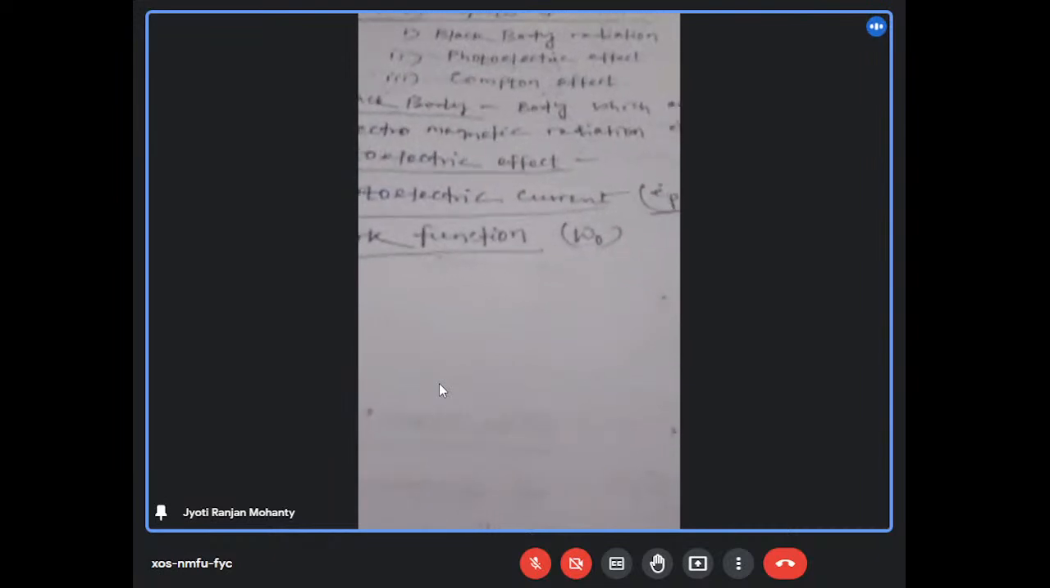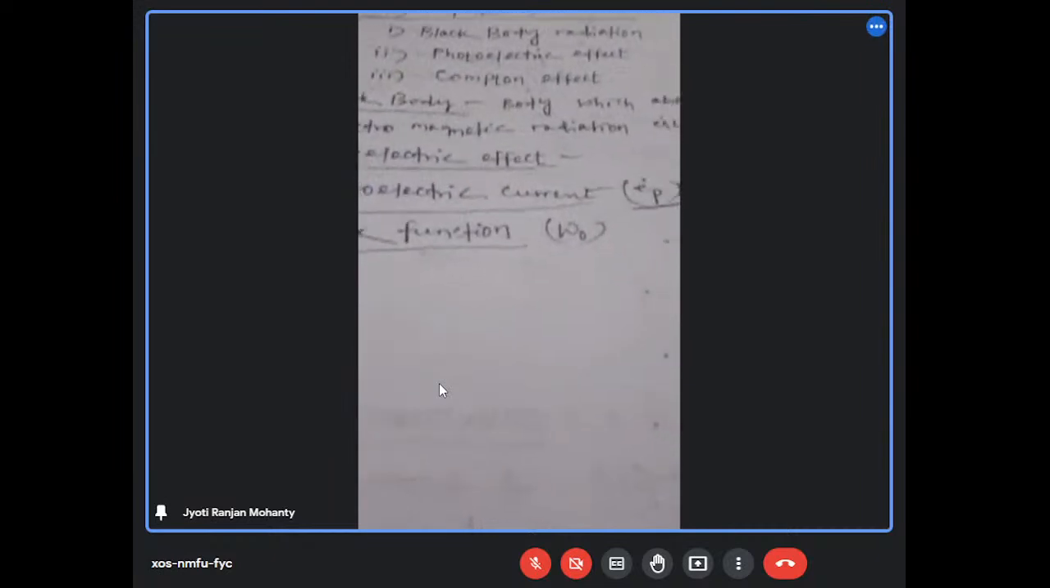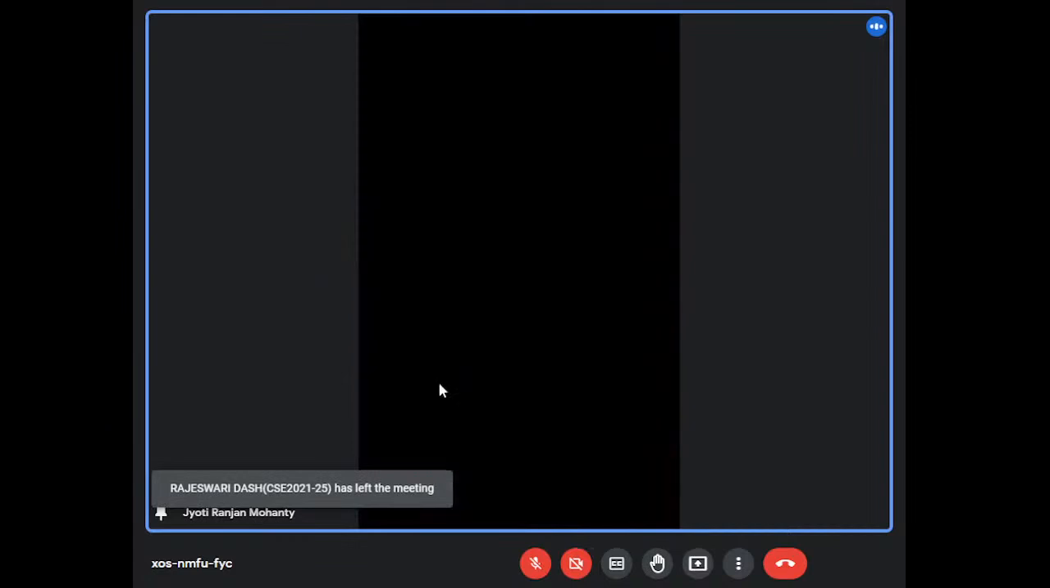Minimum energy required to remove an electron from the metal surface.